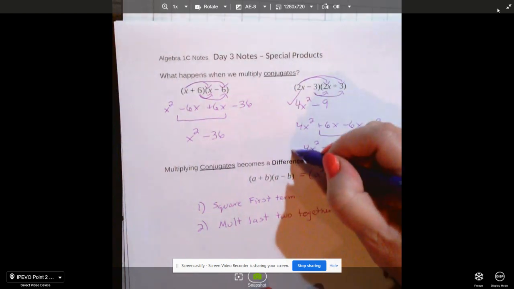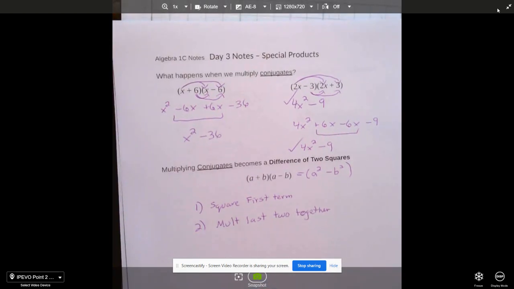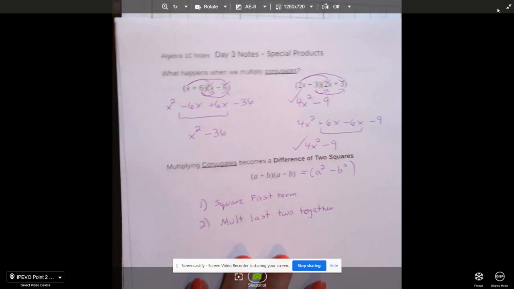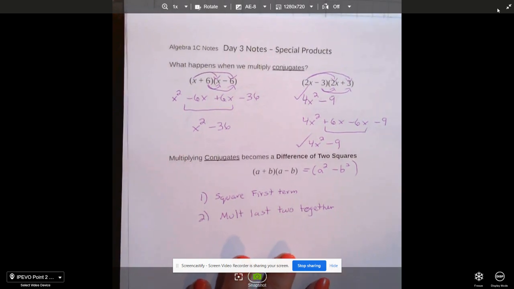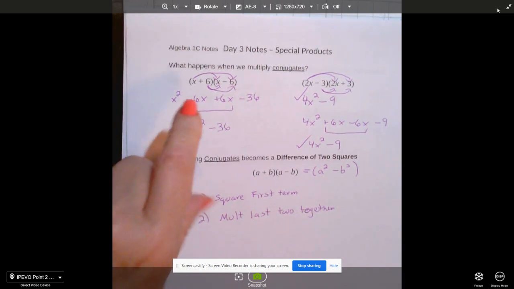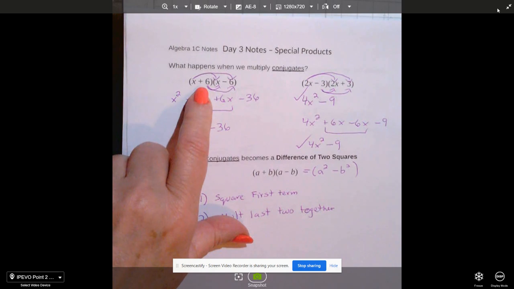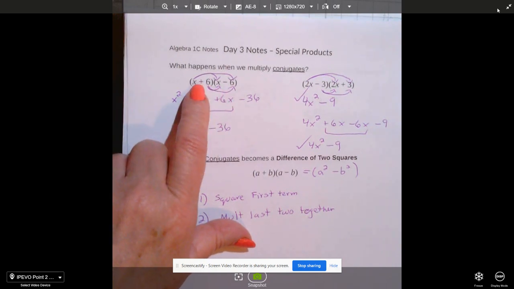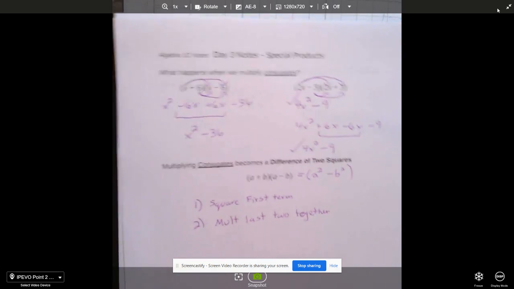So once again, you can see that it doesn't matter whether you multiply them out or work using the pattern. Do whatever you are more comfortable with. Multiplying it out might take a little bit of an extra step, but sometimes it's hard to remember the pattern. But remember, the pattern applies when you have the same exact things in both parentheses, but one is a plus and one is a minus.